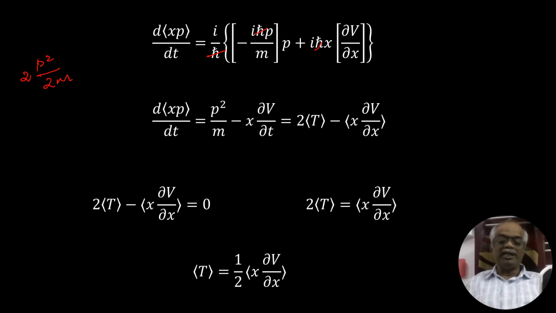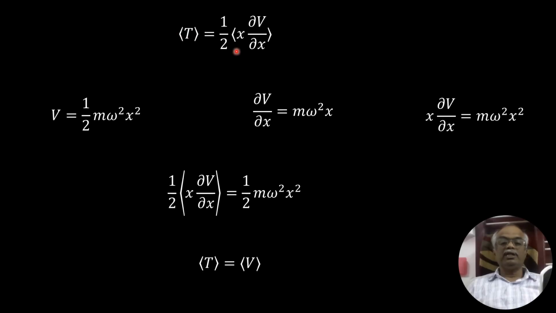Here, according to the Virial theorem, the expectation value of kinetic energy is equal to 1 over 2 r dot, sorry, this is r dot gradient of V. So in 3 dimensions; in 1 dimension, this is x dot ∂V/∂x. So we have proved the Virial theorem. Then we will continue our discussion further.